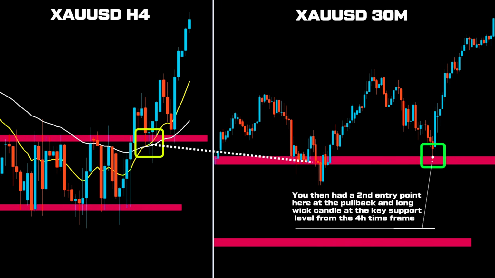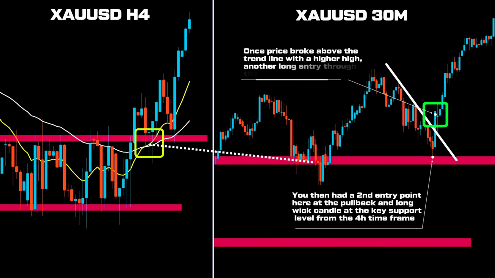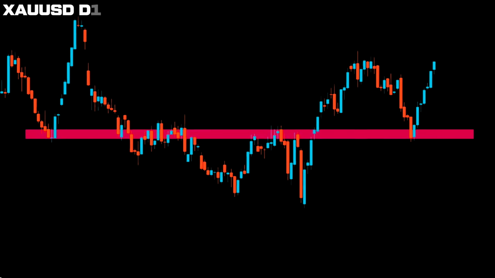Later, a second opportunity develops as price revisits support and forms another strong rejection candle. The same confirmation process can be applied before considering another long position. Let's examine another example using XAUUSD.